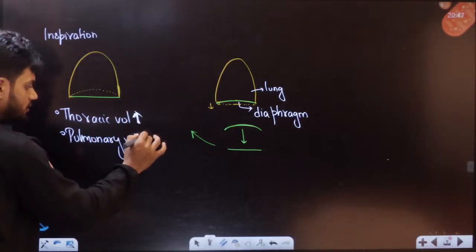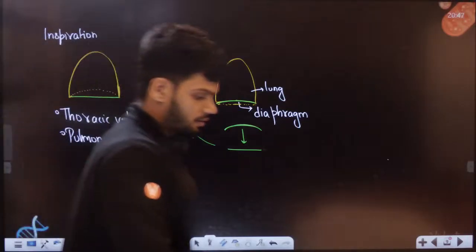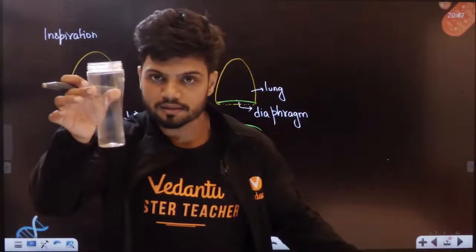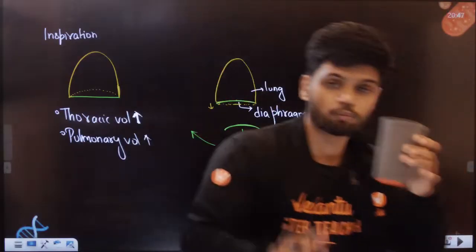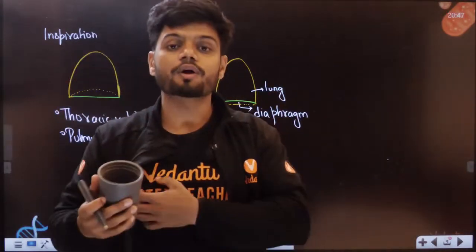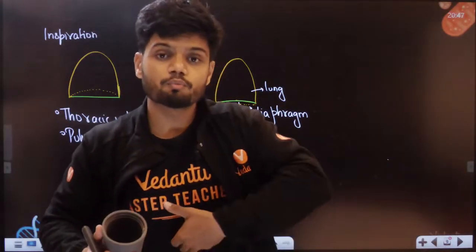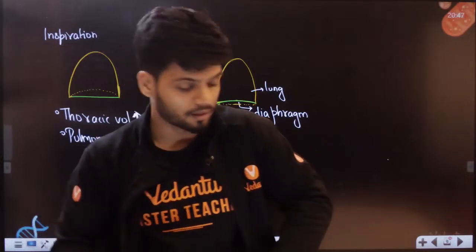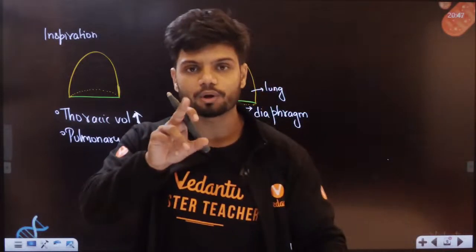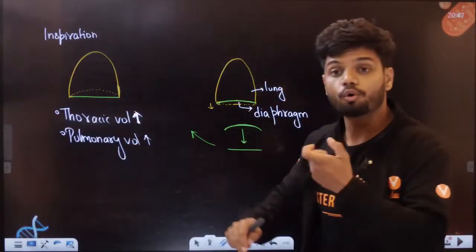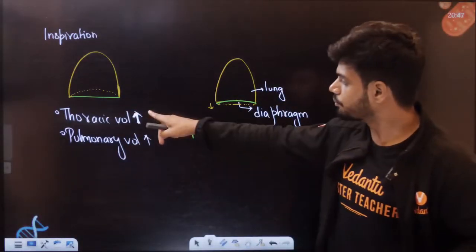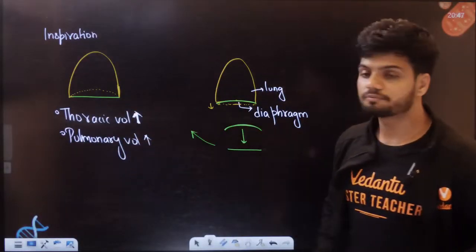Volume also increases? Yes or no? See, this was the first thoracic volume. It became expanded right now. Thoracic volume increased right now. If thoracic volume is increasing because of the movement of the diaphragm to the bottom, right? There is more space in the thoracic cavity now because the diaphragm is going down. So there is more volume, more thoracic cavity, more pulmonary volume.